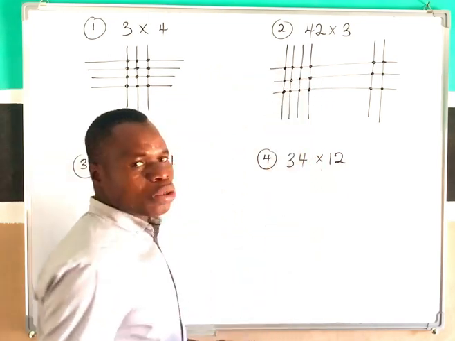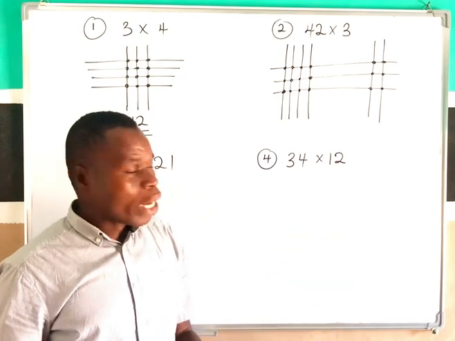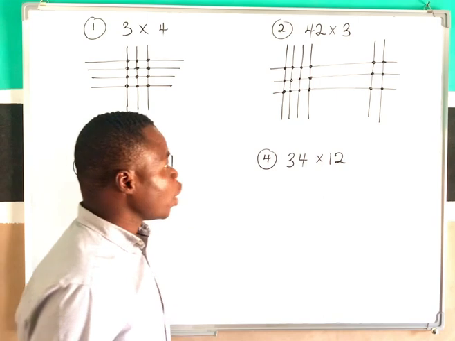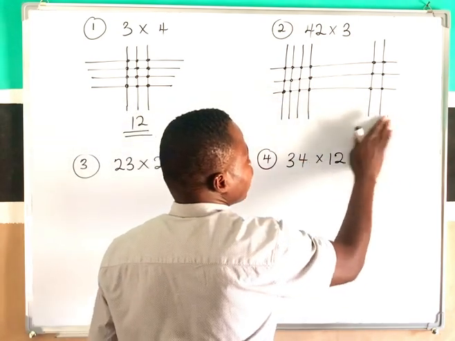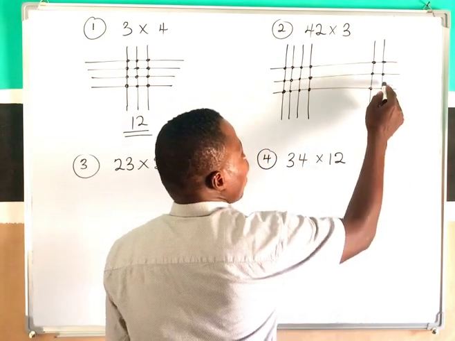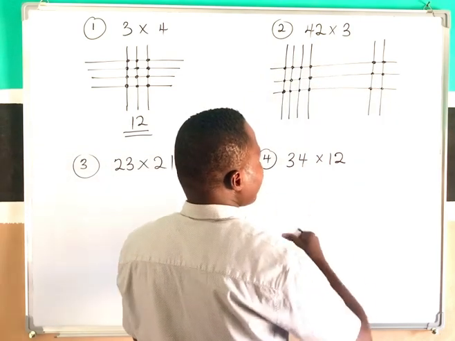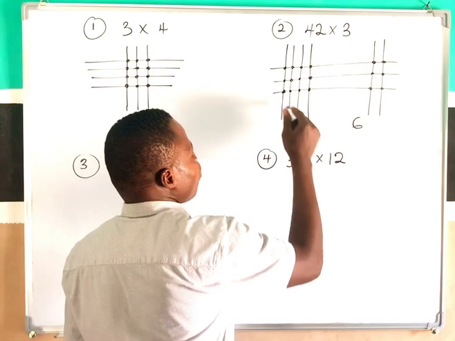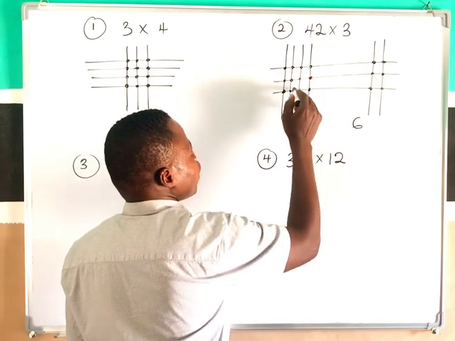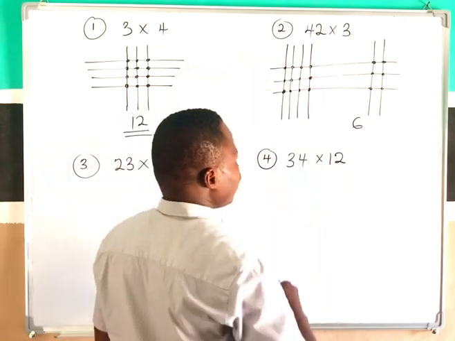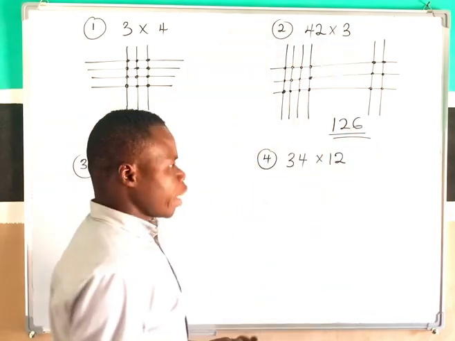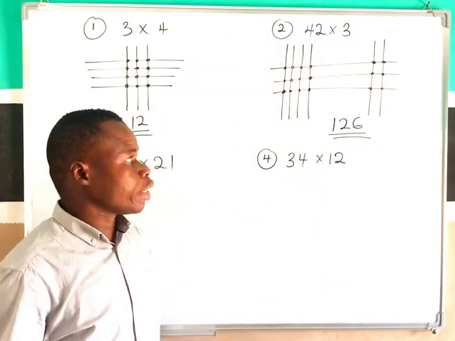So let's now start to count the number of dots in this particular diagram, and that will represent our answer for 42 times 3. So what I'll do, I'll start from the right hand side. So right hand side, I have 1, 2, 3, 4, 5, 6. Then I'll write the number 6. Then come to the left. Count the number of dots here. 1, 2, 3, 4, 5, 6, 7, 8, 9, 10, 11, 12. Then I'll write 12. And this means that 42 times 3 is 126.